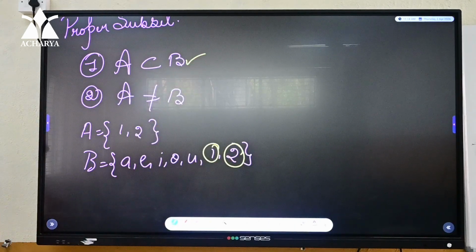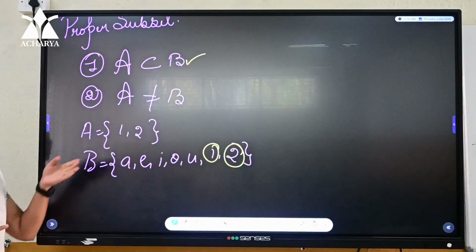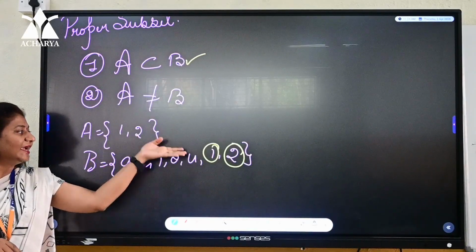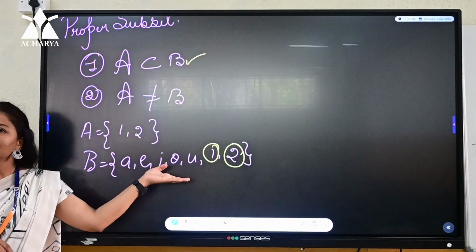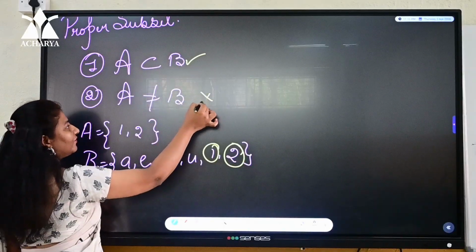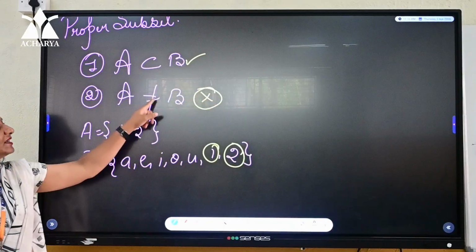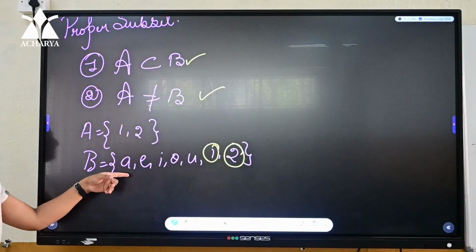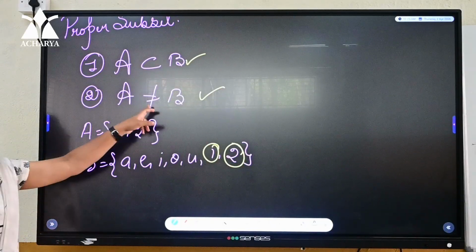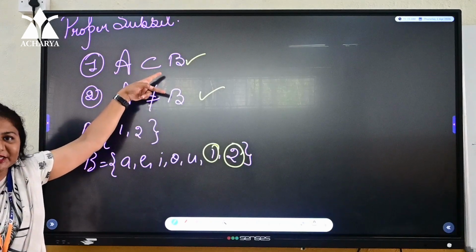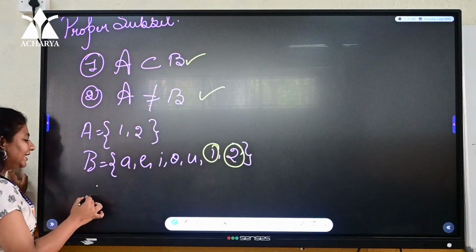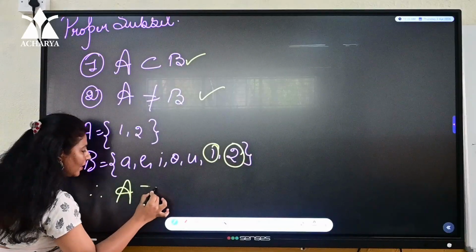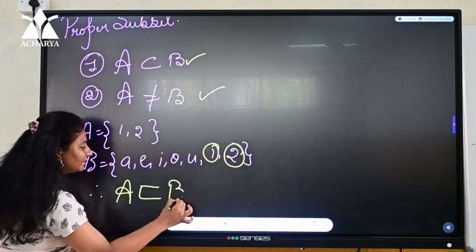Let us check whether A is equal to B. What does it say in the equal set? Each and every element should be equal to the element of B. It is not possible. Here 2 elements are there, here 7 elements are there. So the equality fails because both are not equal. So according to this, both conditions are satisfied. Therefore, A is a proper subset of B.